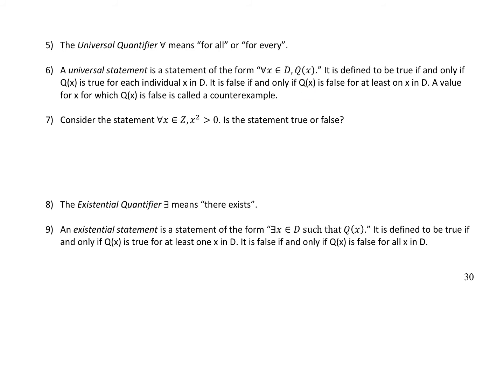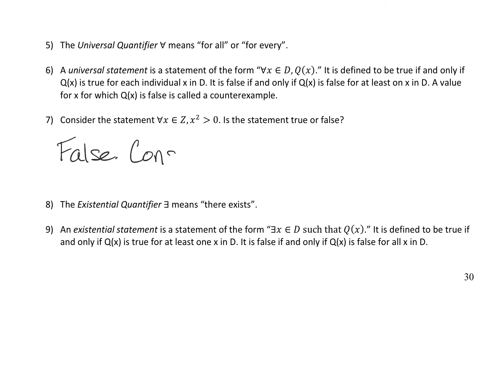So let's look at the statement, for all x's in Z, for all variables in the integers, for all x's in Z, x squared is positive. Is this statement true or false? Okay, so for every integer, when you square it, you get a positive number, true or false. So this is false because there is a counterexample.